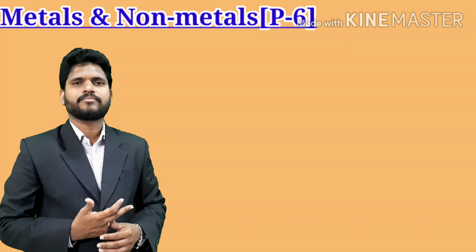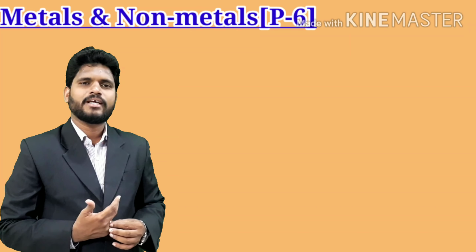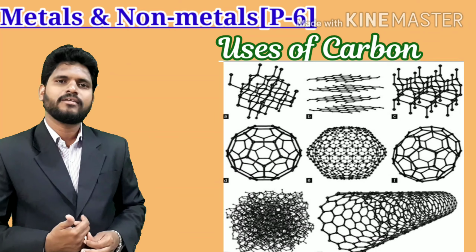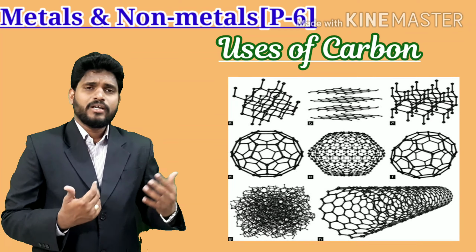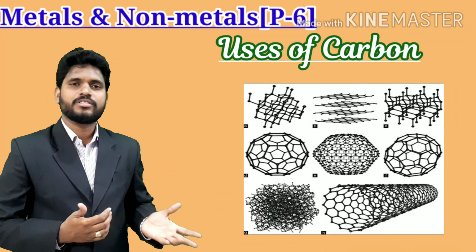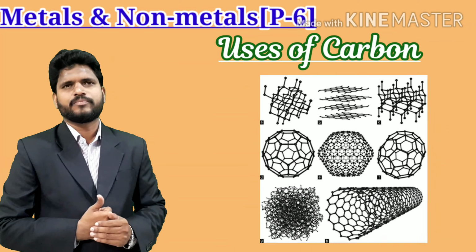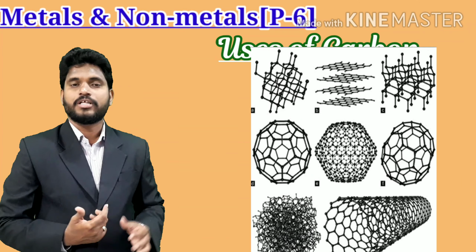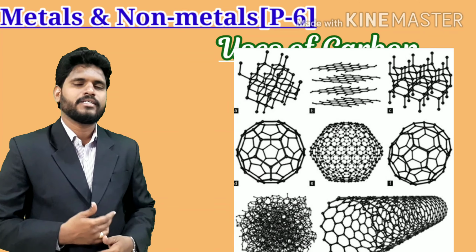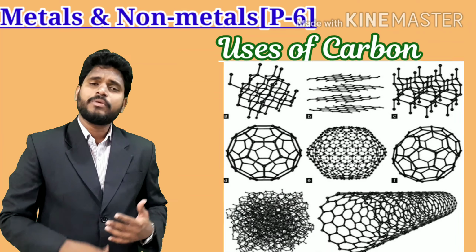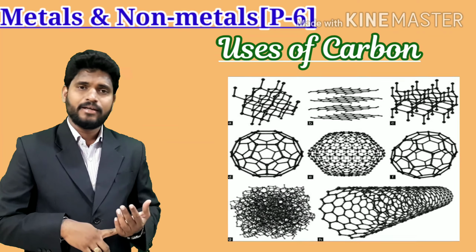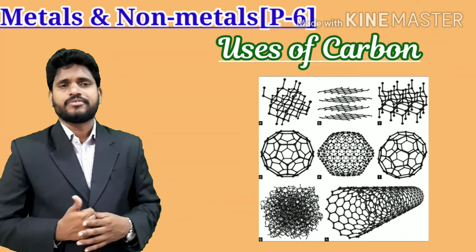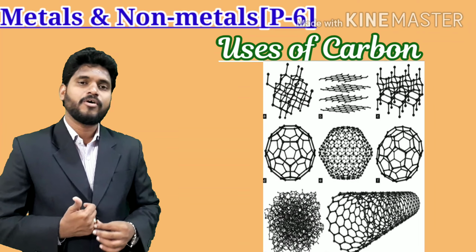The next example I am taking is carbon. We know that it is a non-metal. So what are the uses of carbon? Carbon can show many types of allotropic forms. What is meant by allotropic? Already we discussed in the previous class. Carbon shows allotropic forms like diamond, graphite, Buckminster fullerenes, coal, coke, charcoal.